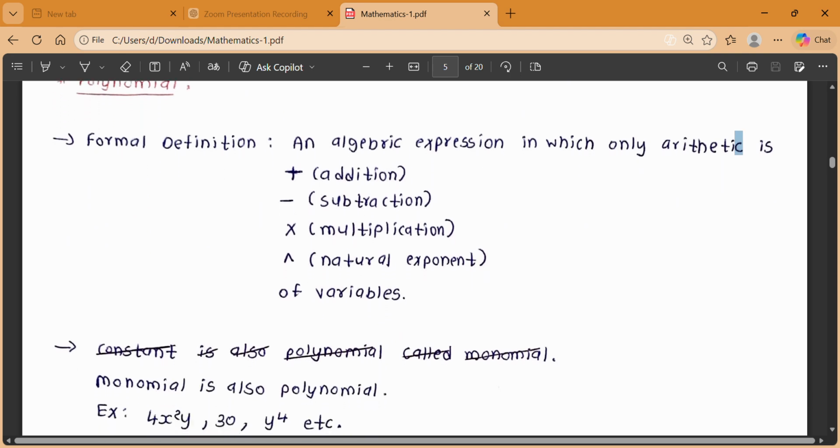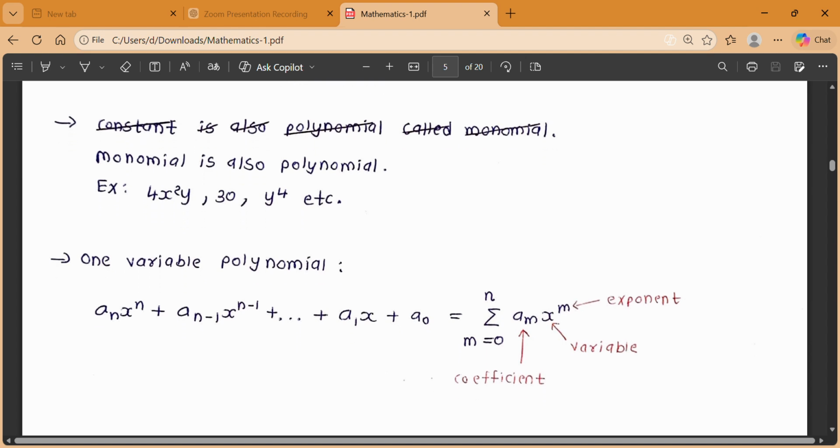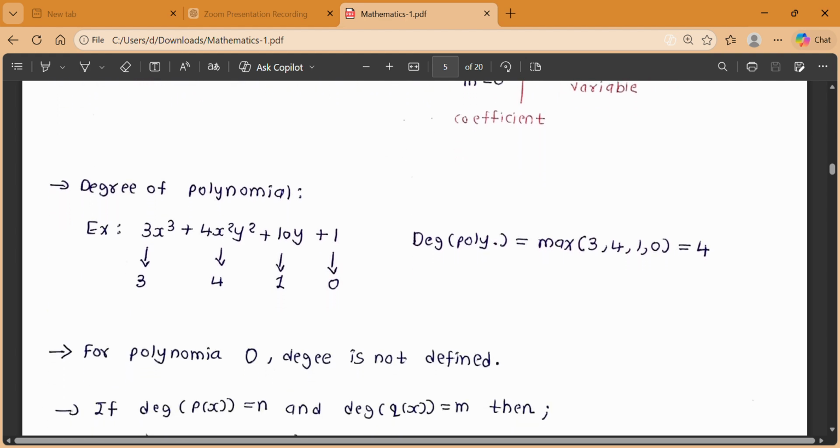Polynomial function definition: an algebraic expression in which only the arithmetic operations addition, subtraction and multiplication are used, and the exponents of variables are natural numbers. A monomial is also a polynomial. Examples: 4x square y, 3, 4y, etc. A one-variable polynomial is a_n x^n, where the exponent is a natural number, there is one variable, with coefficients and a degree of polynomial.